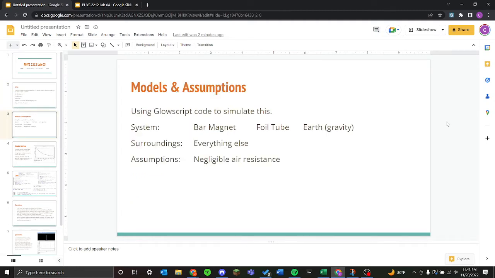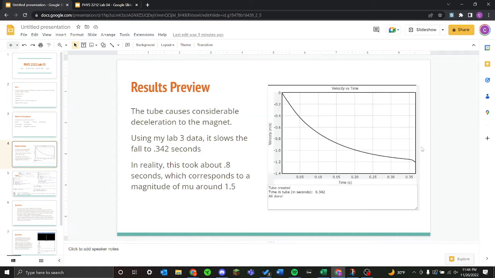Some assumptions we had, first, modeling. We're using closed-script simulations to model this. The system here is the bar magnet, the foil tube, and Earth, just because of gravity. Everything else is surroundings. Assumptions: negligible air resistance. There really isn't much to assume here. Take G equal to 9.81, everything like that.